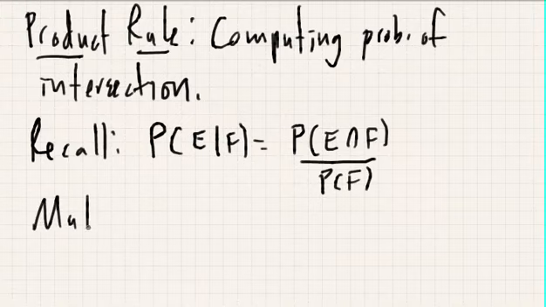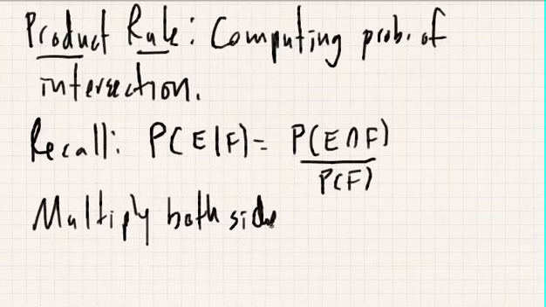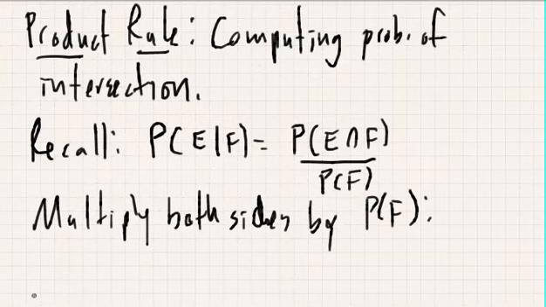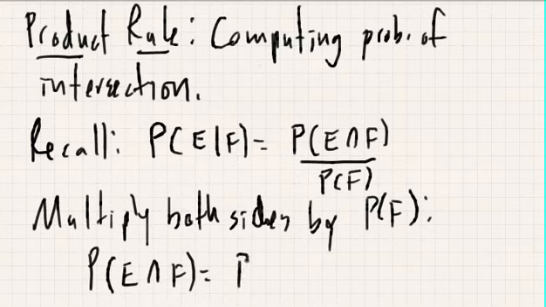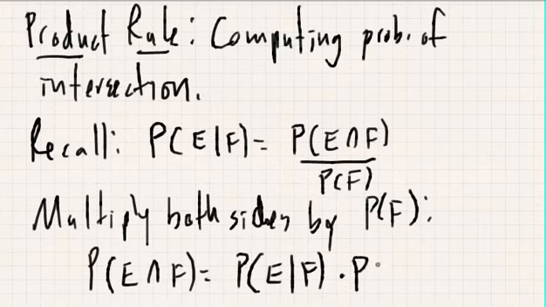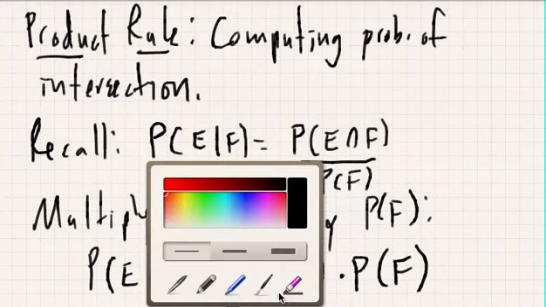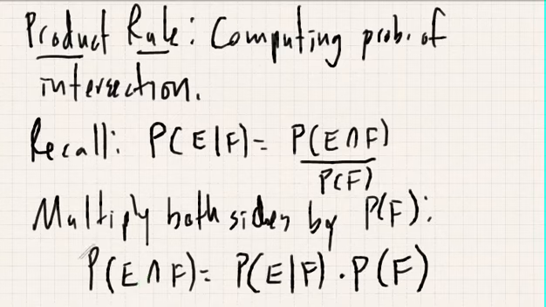If we multiply both sides by P of F, we end up with the following. Let me write P of E intersect F is equal to the probability of E given F times the probability of F. Okay, so this is the product rule. Let me highlight it in green here. This is the product rule.